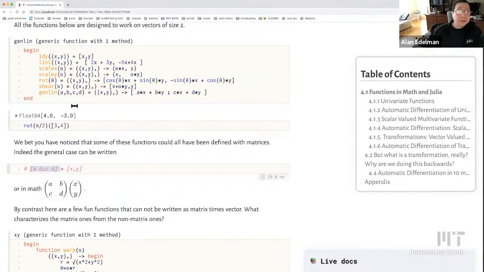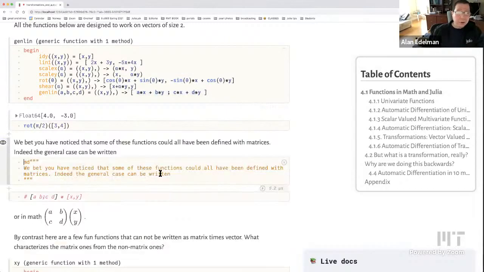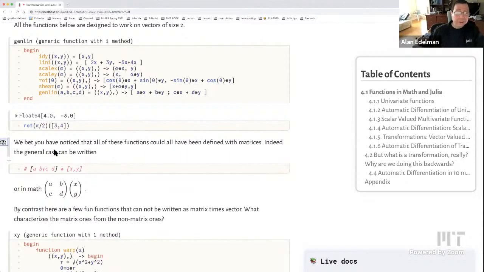Okay, so let's see. Oh, these are all linear, actually. Let me see. This one's linear. They all could be, yeah. Every one of these functions could be written with a matrix, a 2x2 matrix. So I take it back. I bet you've noticed that all of these could have been defined with matrices.